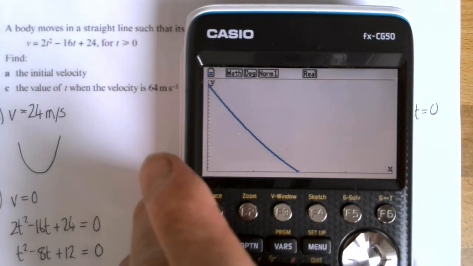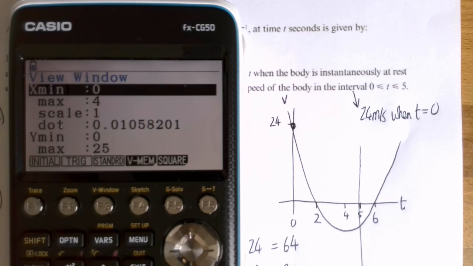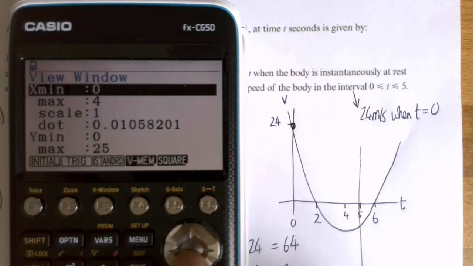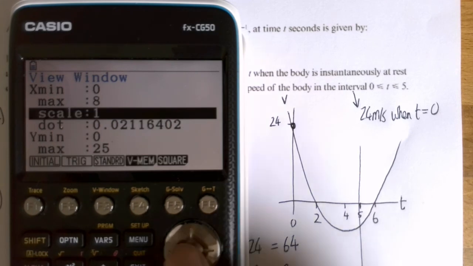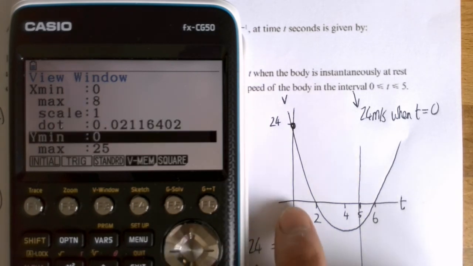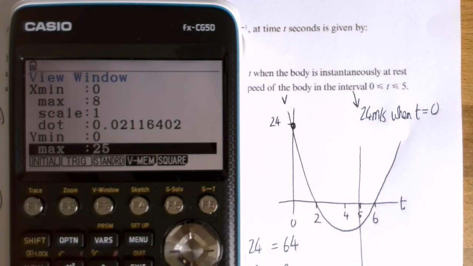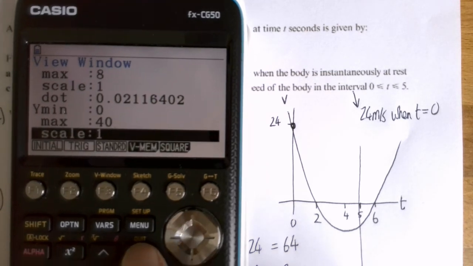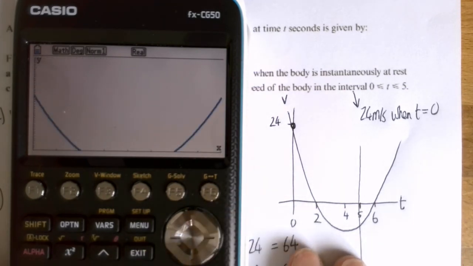Haven't really given much thought to the axes yet, have I? So if I have a look at these axes, I say, right, okay, if I go to V window, my x-axis, well, let's go from 0 to, I don't know, 8. So I'm going to go from 0 to 8. The scale of 1 just means how often they put the tick mark, so that's fine. And the y-axis, well, if I go from 0 up to, well, actually 25 is pretty sensible. I might go a bit further. I might go as far as 40. And then when I do exit from that, annoyingly it takes you back to that window, so I then have to go back to draw. And yeah, that looks like I expected it to look.